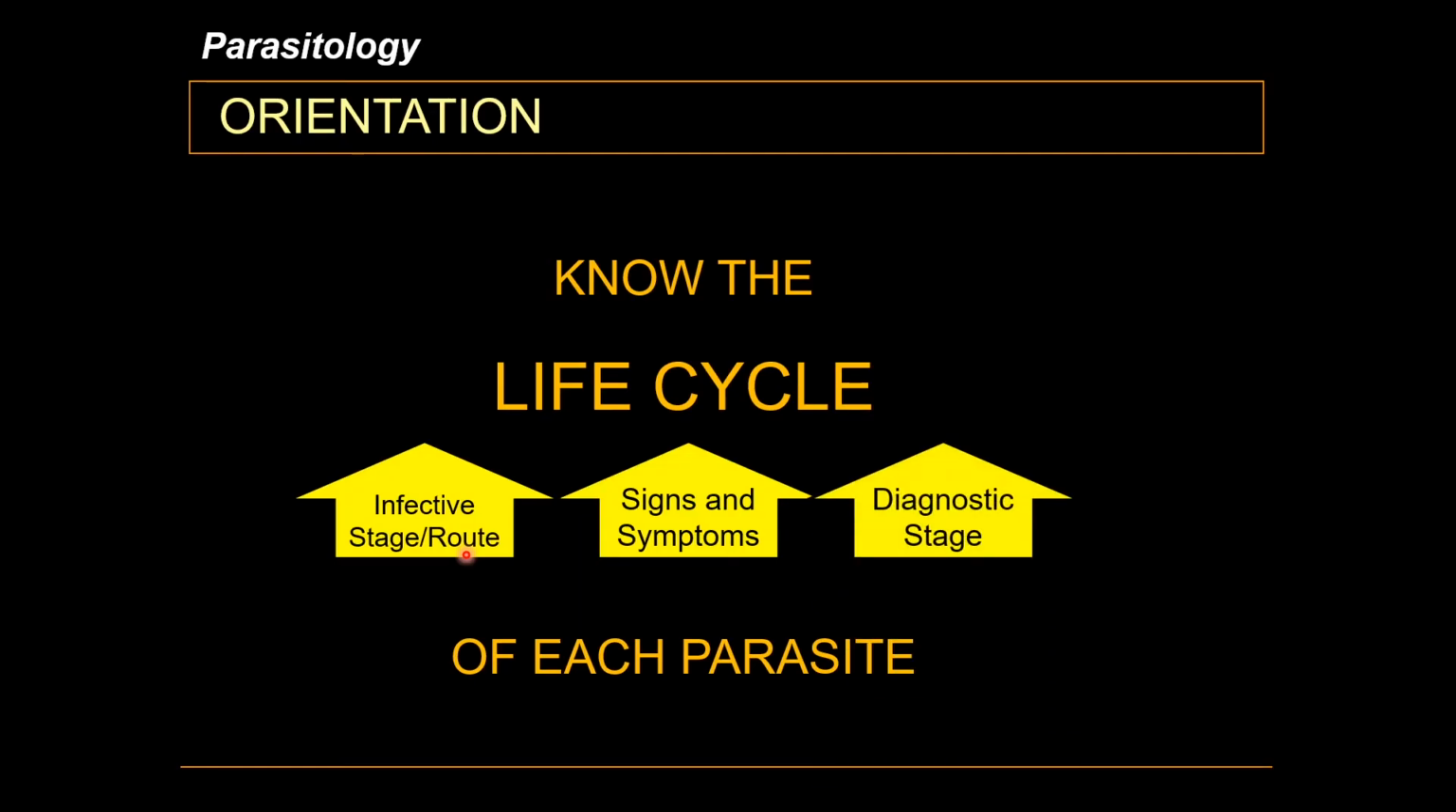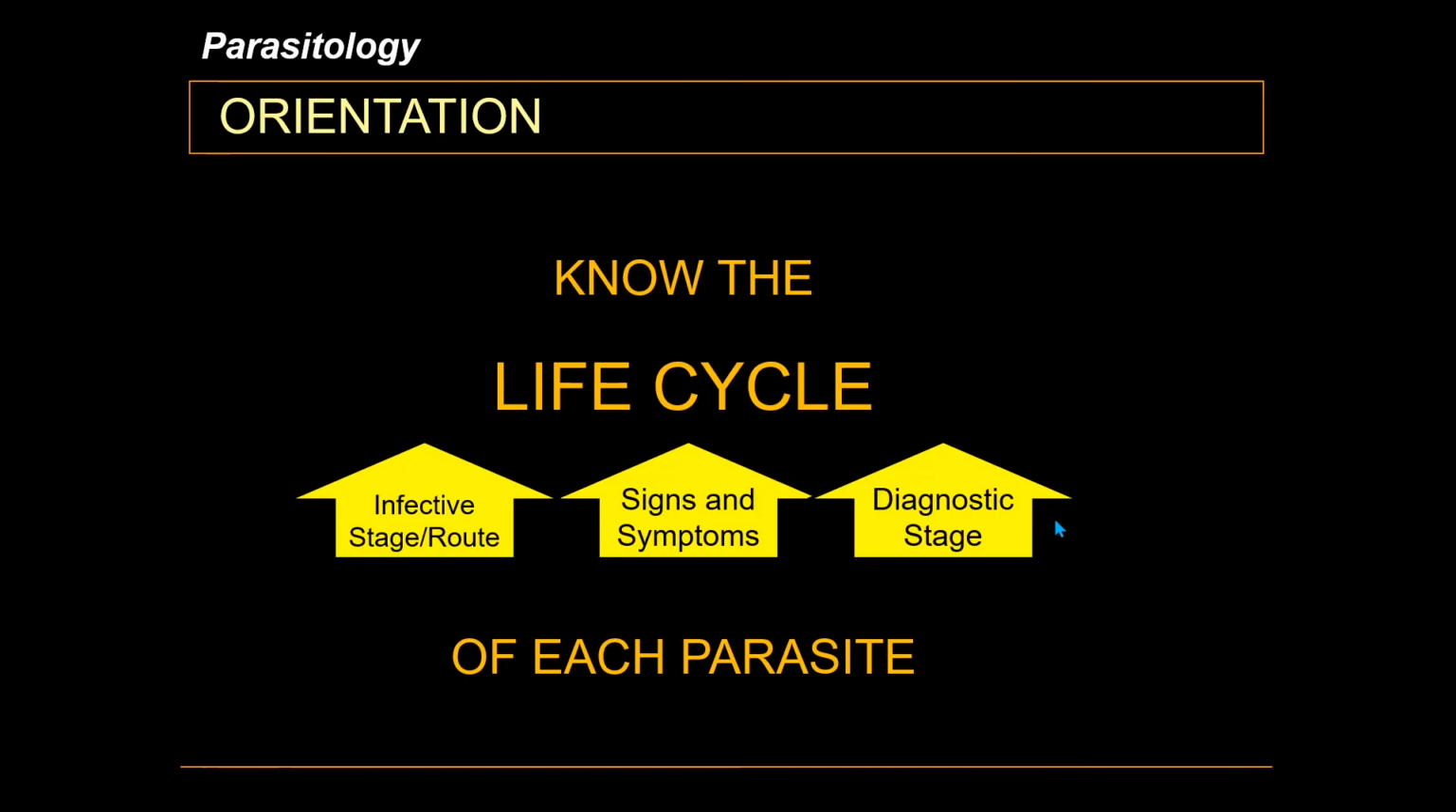And of course, as future medical doctors, we all have to understand what we need to see or to know in order to diagnose a particular parasitic infection. And that is where the diagnostic stage would come into play. You must also know the characteristic signs and symptoms of specific parasites. For example, pruritus ani, or itchiness of the anus, is very specific for pinworms, which you'll learn about later.